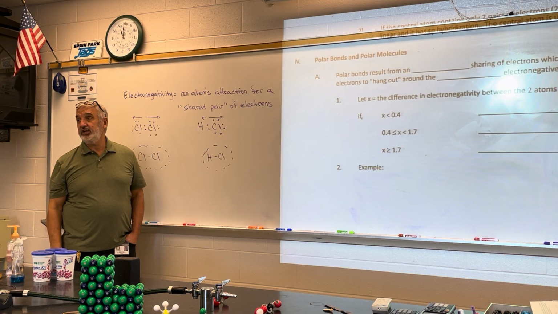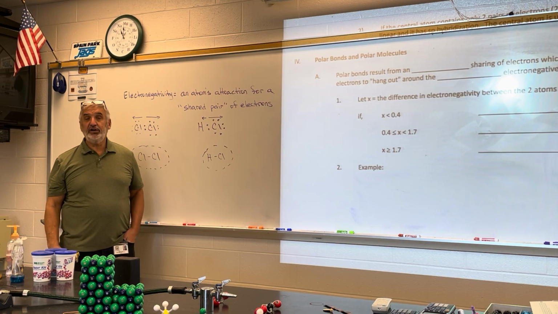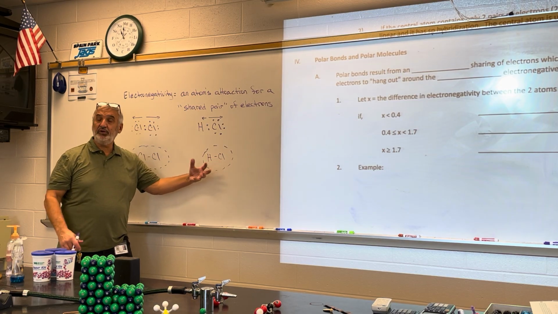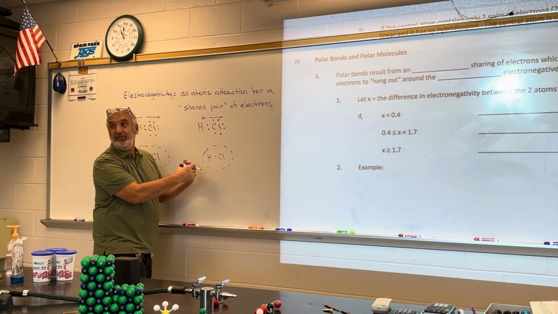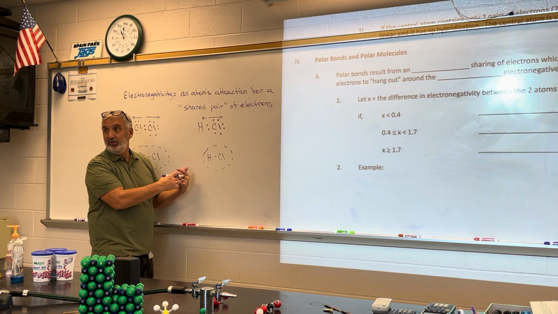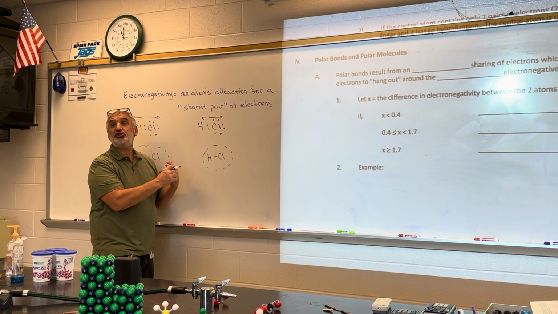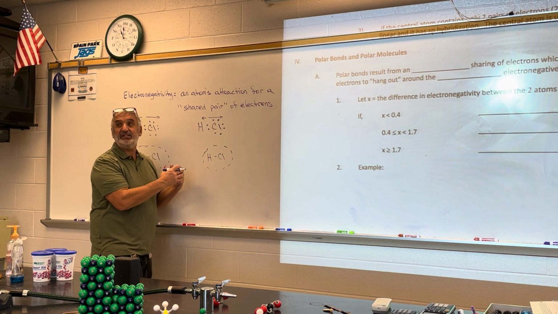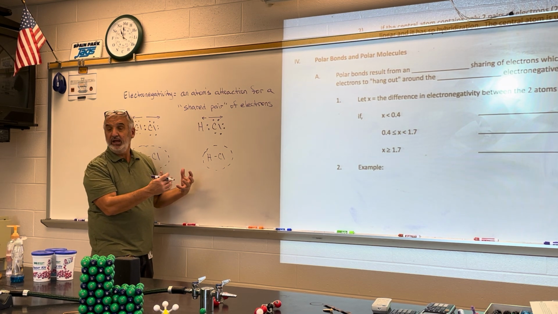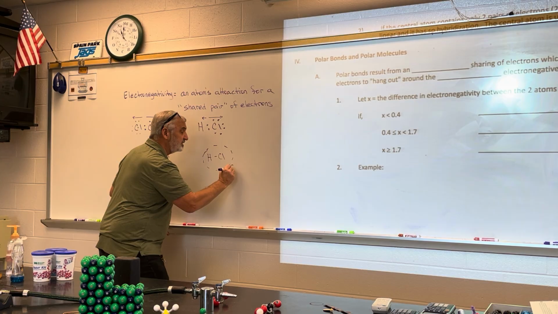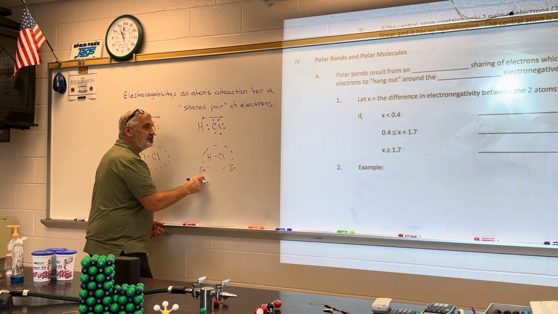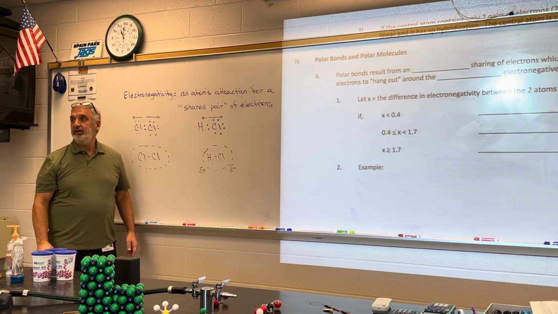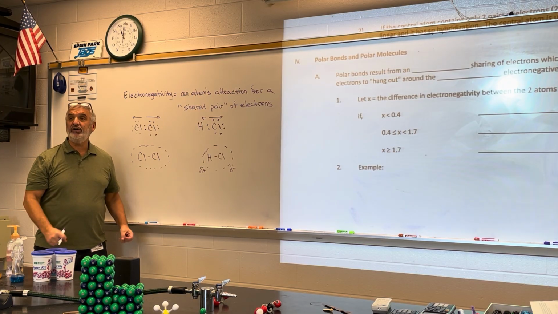Well, what's the charge on an electron? Negative. So if you have more negative now around the chlorine, it's going to have the negative pole, and the hydrogen is going to have the positive pole. But it's not a complete transfer of electrons like an ion, it's just an uneven sharing. And so we use this delta, this partial, meaning it's going to have a partial negative and a partial positive charge. It's due to an uneven sharing of electrons.